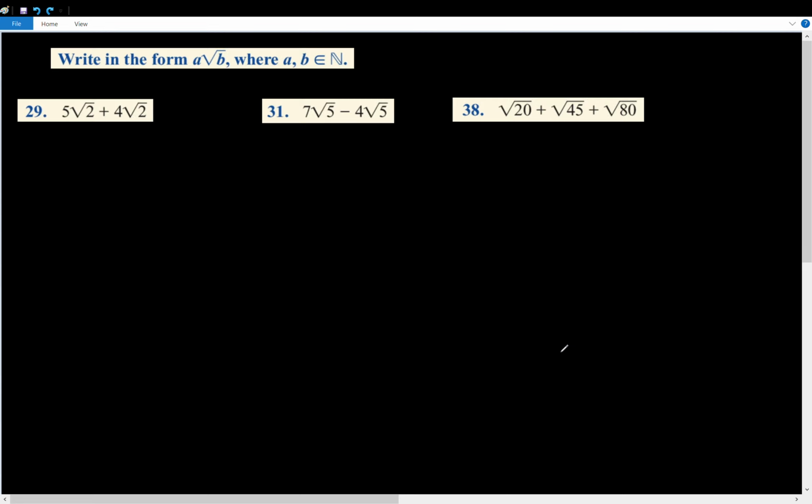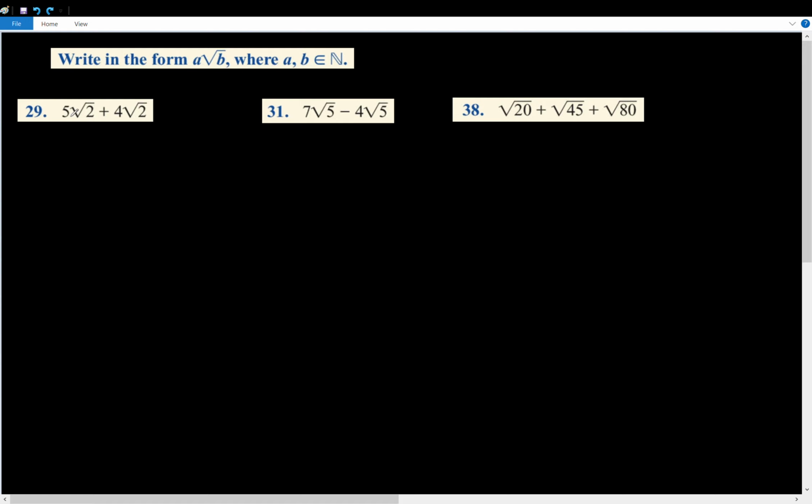This is questions 29, 31 and 38 in exercise 5.2 in Project Maths 2. We should write each of the following in the form a root b, where a and b are natural numbers. So we'll look at question 29 first.